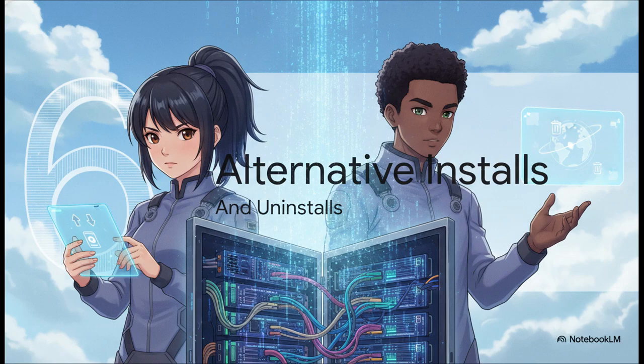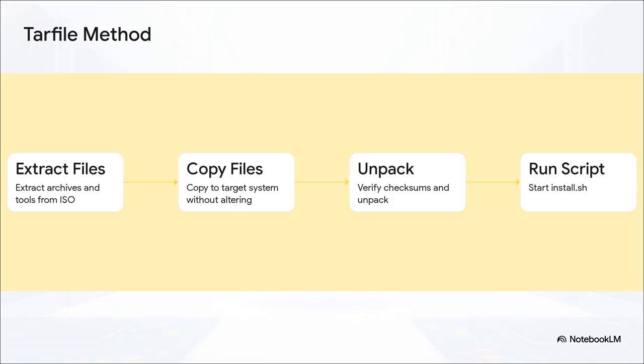And finally, Section 6, alternative installs and uninstalls. So what happens if you just don't have root access on your target Unix system to mount the ISO? No worries, you can use the tar file fallback method. You essentially mount the ISO on a system where you do have access, like your trusty Mac or Windows laptop. From there, you extract 5 specific archive and tool files, like cpu2017.tar.xz and spectar. You transfer those files over to your target system, unpack them manually using the tools provided rather than your system's default tar command, and then simply run install.sh exactly like we did back in step 3.